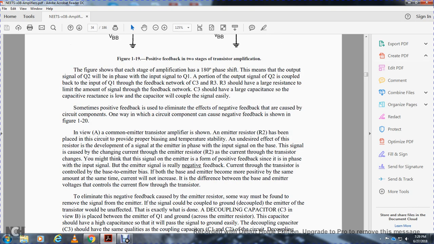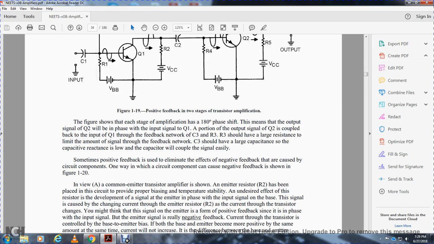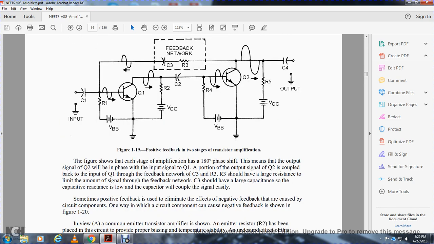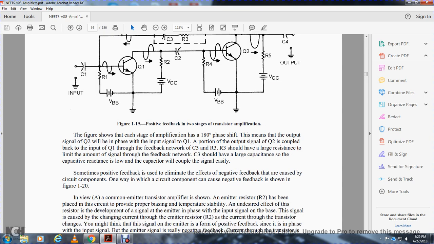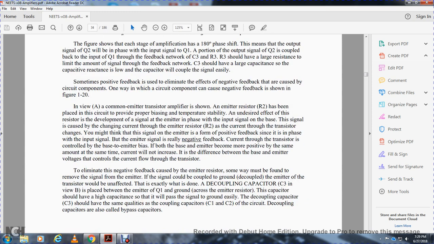Alright, this figure shows that each stage of the amplification has a 180 degree phase shift. That means the output signal of transistor 2 is in phase with the input signal of transistor 1. A portion of the output signal of transistor 2 is coupled back into transistor 1 through the feedback network. The resistor R3 should have a large resistance to limit the amount of signal fed back. The network capacitor should have a large capacity, so its capacitive reactance is low and the capacitor will couple the signal easily.